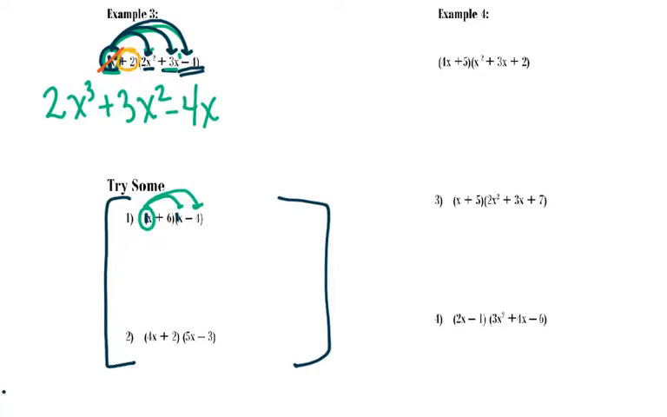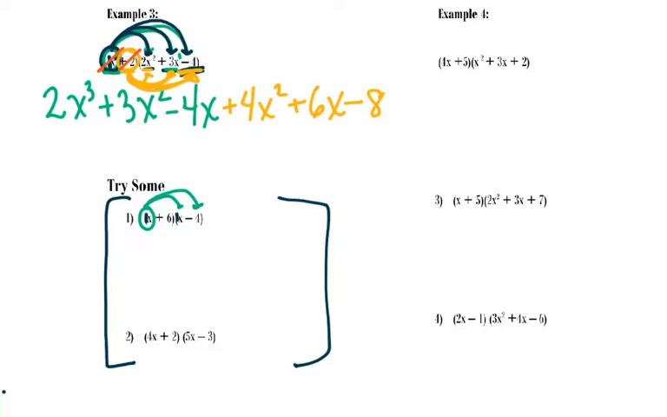My next term is a positive 2. 2 times 2 is 4 with an x squared. 2 times 3 is 6 with an x. 2 times negative 4 is a negative 8. So I distributed both pieces. This time I distributed to 3 terms instead of just 2.